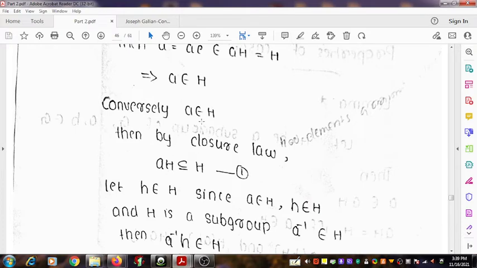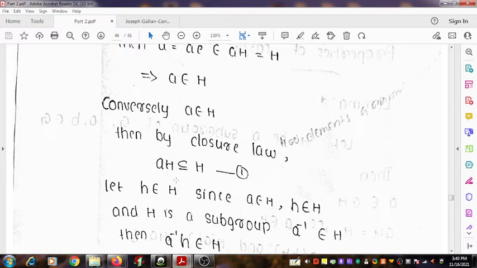Conversely, if A is an element of H, then by the closure law, AH is a subset of H. It's because H is a group, right? What do we mean by closure law? How does it help us?